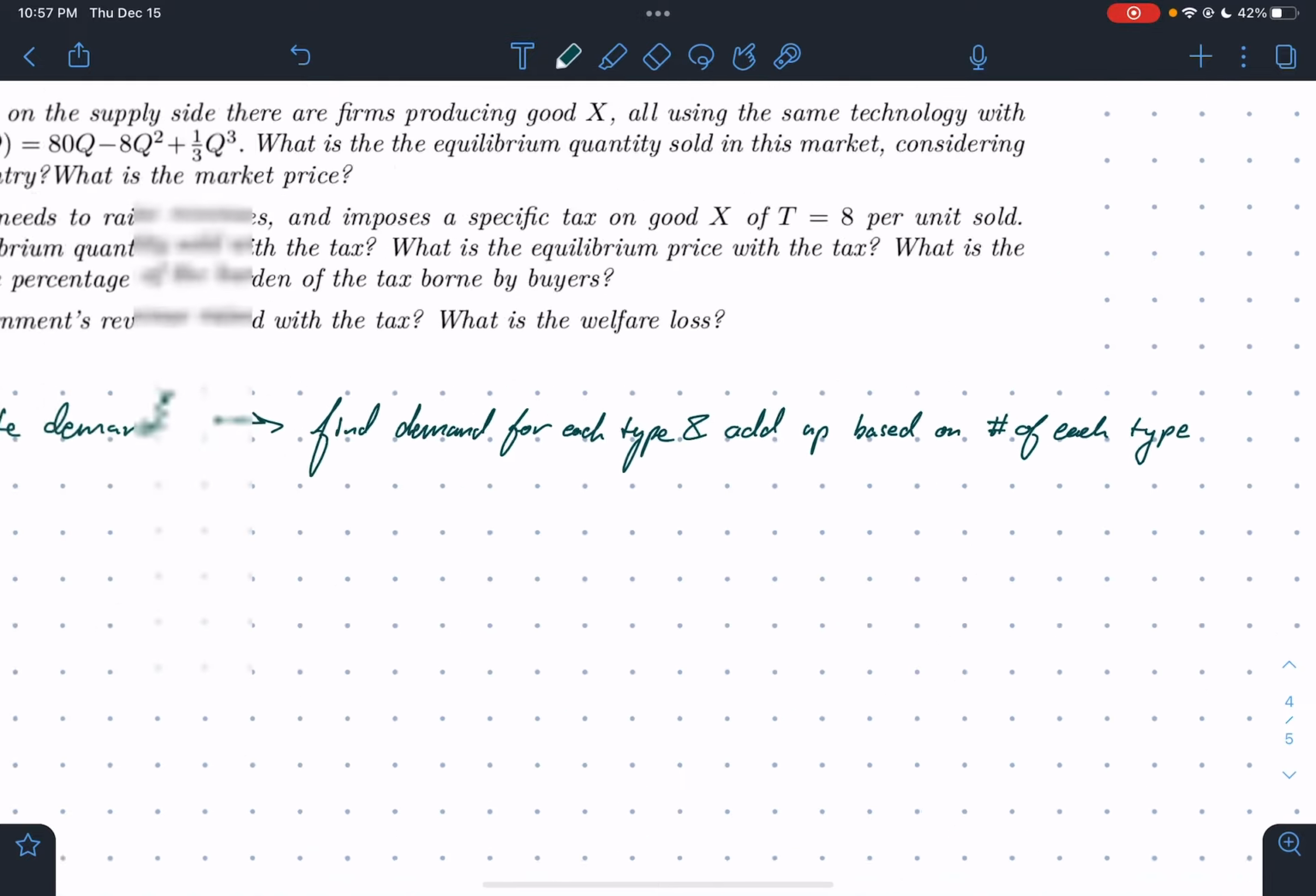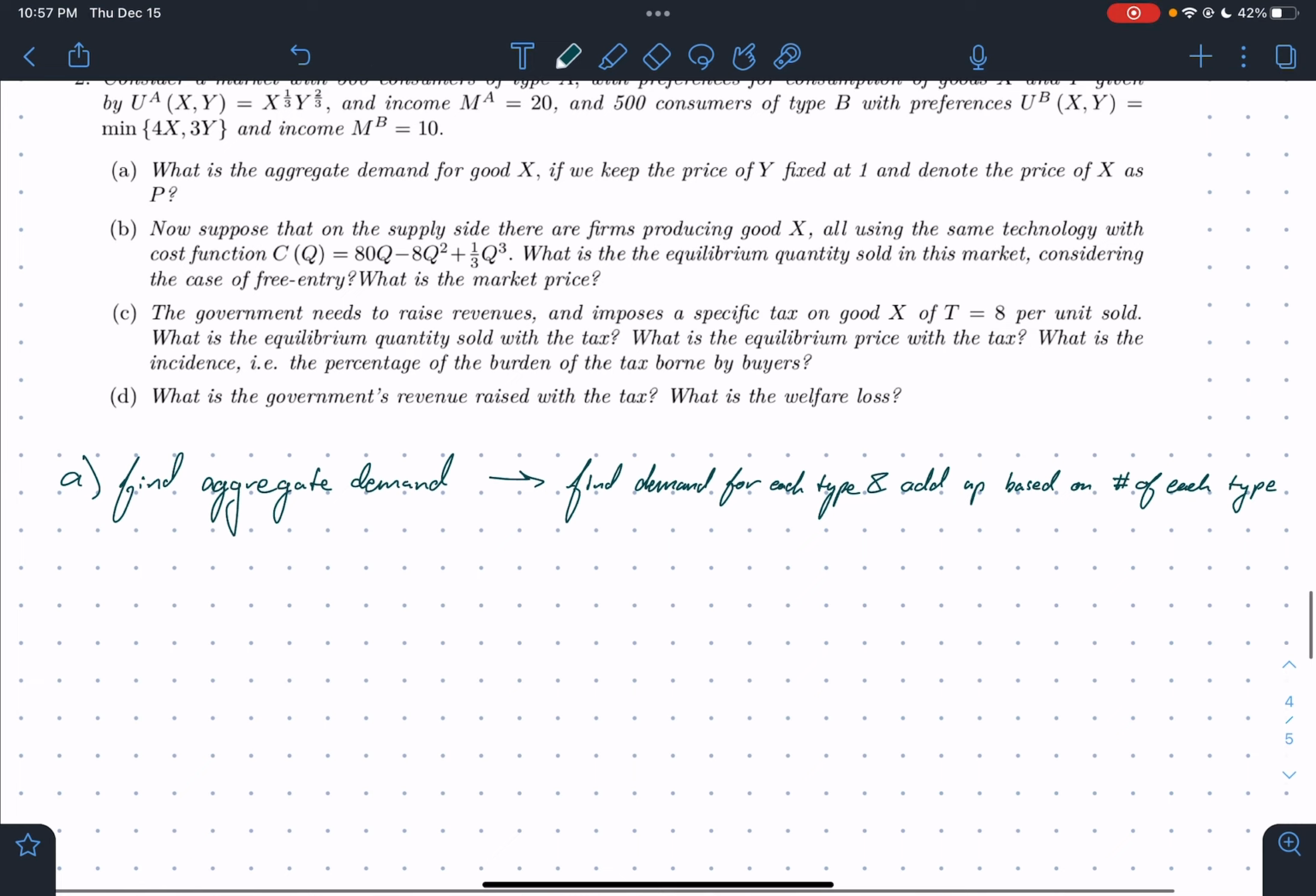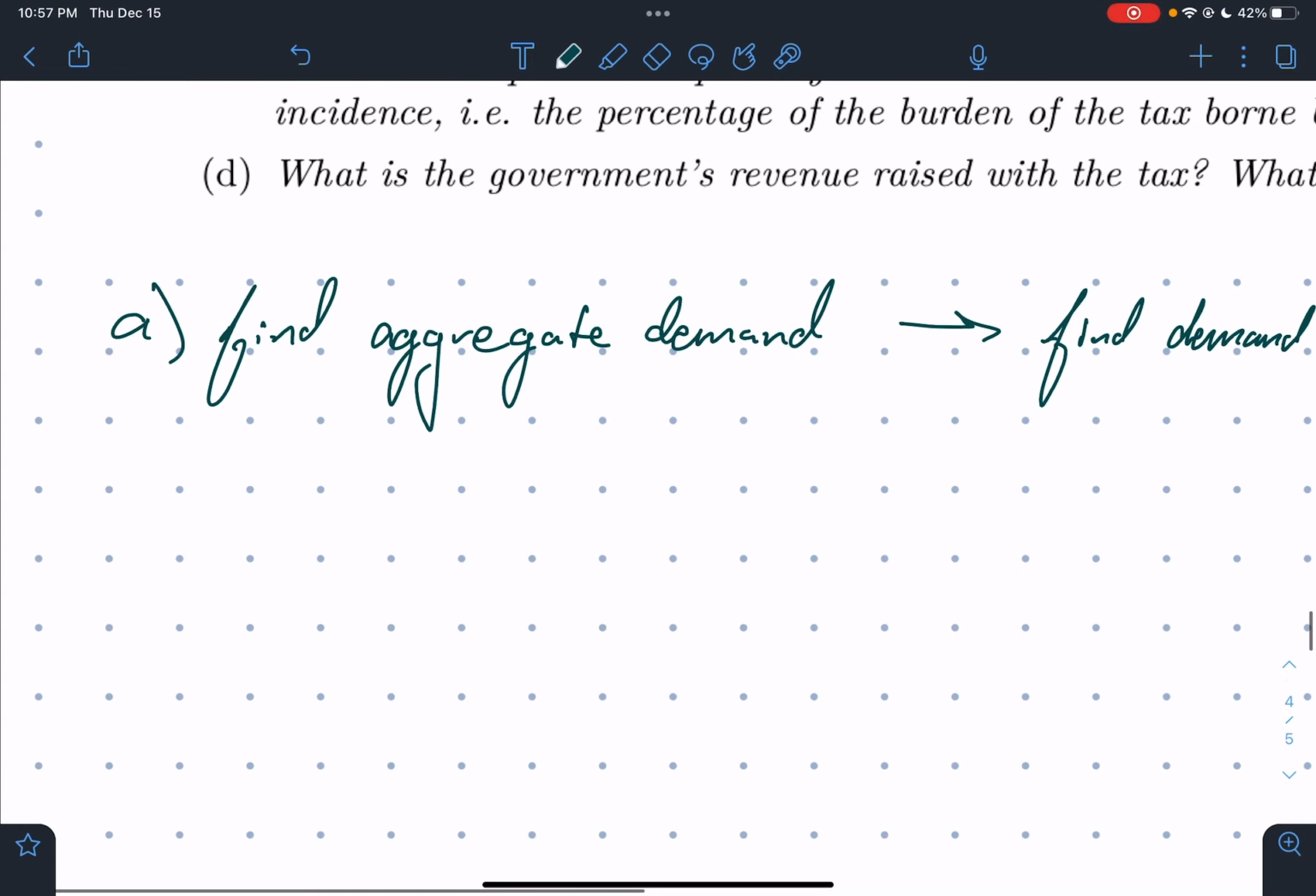All right, so we're going to find the demand for each type, and then add up how many consumers are of that type, and then just add their demands together. I'll talk about that more in a bit, but what we're going to do is find demand for part A, or for type A.